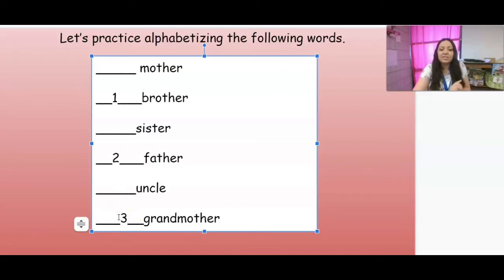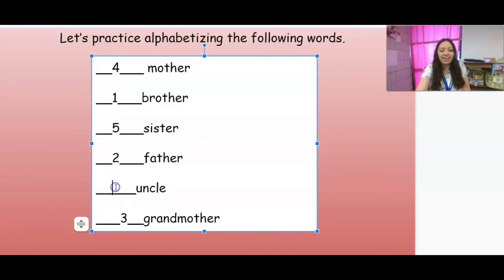Grandmother, good job. So G, then H, I, J, K, L, M. Yes, we have mother. So mother would be number 4. How about N? No. O, P, Q, R, S. Yes, what word was it? Sister. Good job. T, U.